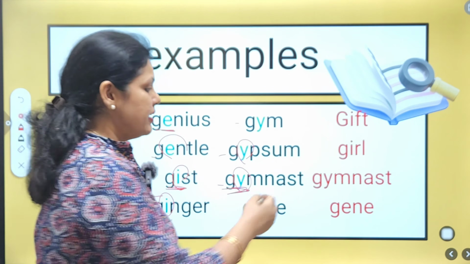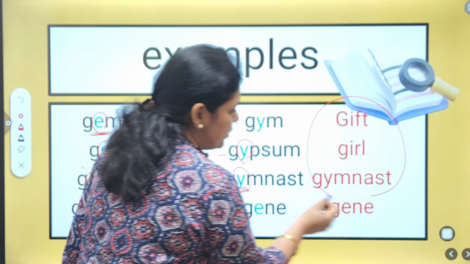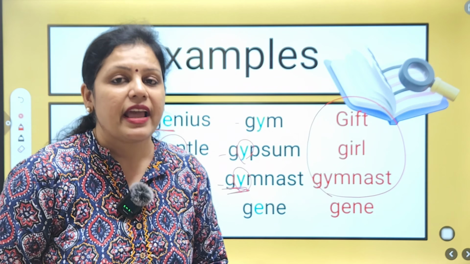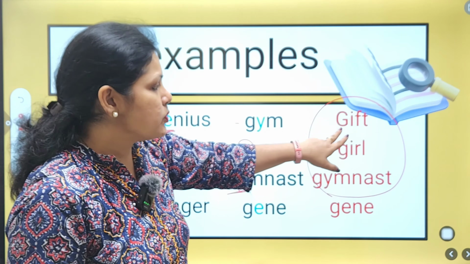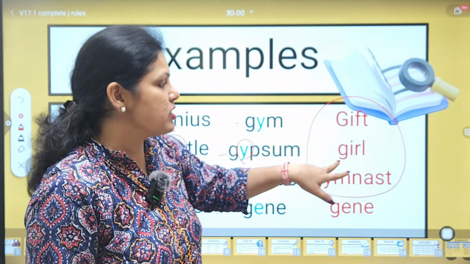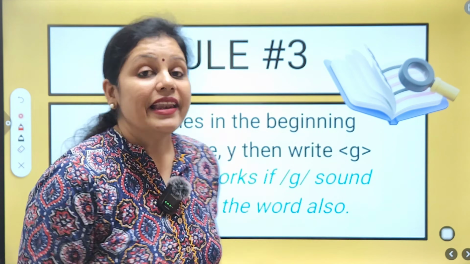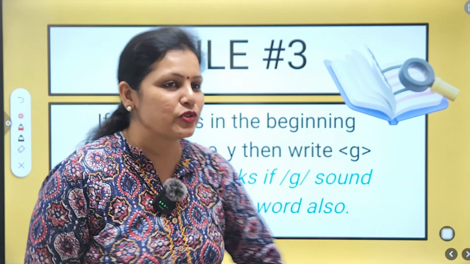But again, it has got certain tricky words, certain exceptions. Every rule has got exceptions. So that is why this word is not jift. This is gift. This is not jirl. This is girl. Let us proceed to the third rule now.